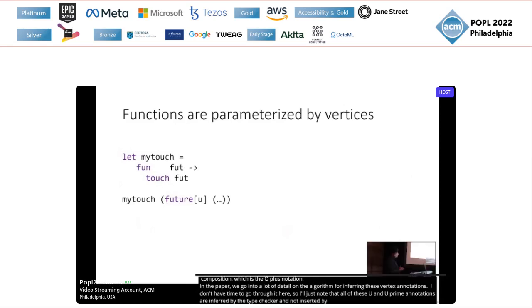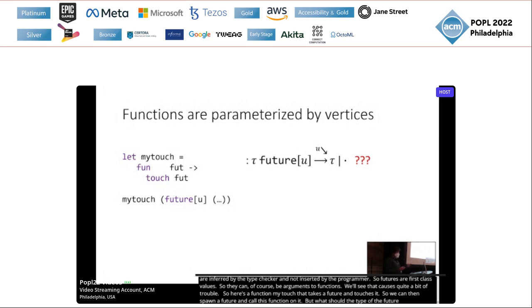So futures are first-class values, so they can, of course, be arguments to functions. And we'll see that that causes quite a bit of trouble. So here's a function, myTouch, that takes a future and touches it. So we can then spawn a future and call this function on it. But what should the type of the function be? It'll take futures of some type, and it'll return something of that type. And the graph type over the arrow should indicate that the function touches that future.